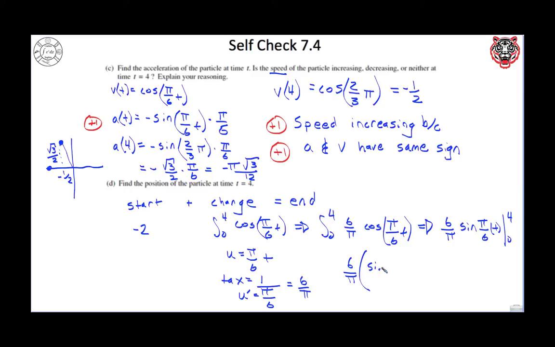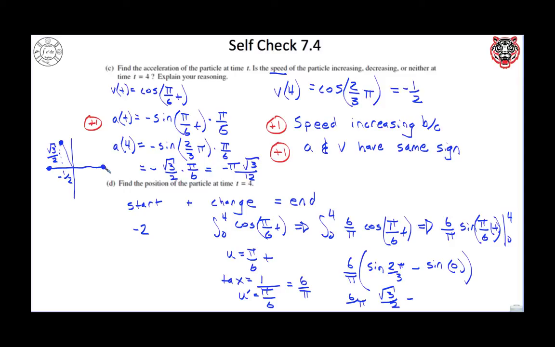It should be all of this in terms of t. So sine of, when I plug in 4, it's going to be sine of 2 pi over 3. And I'm going to subtract sine of 0. All right, so sine of 2 pi over 3, we have 2 pi over 3 over here. Sine of that is square root of 3 over 2. So this is going to be 6 over pi times square root of 3 over 2. And I'm going to subtract sine of 0.